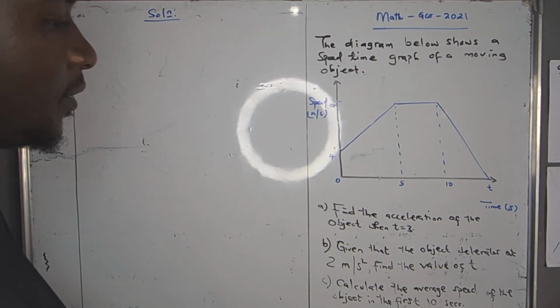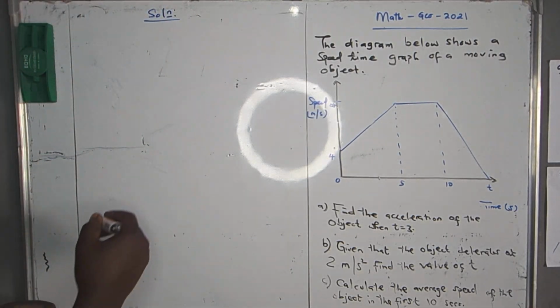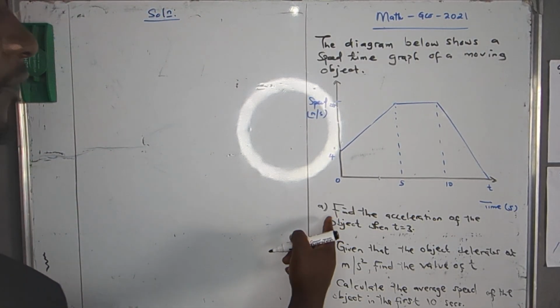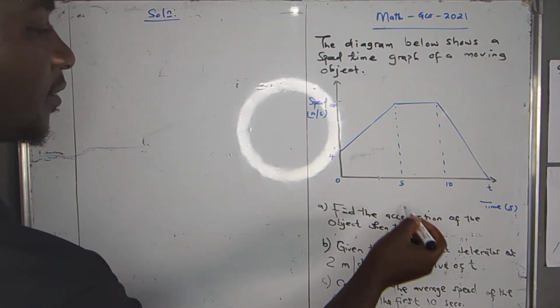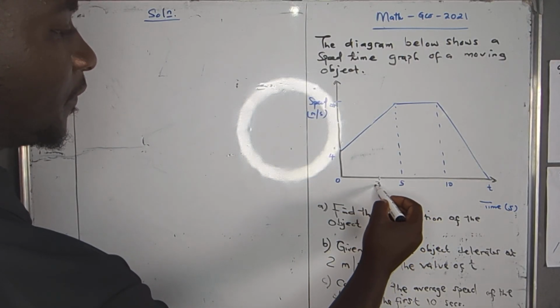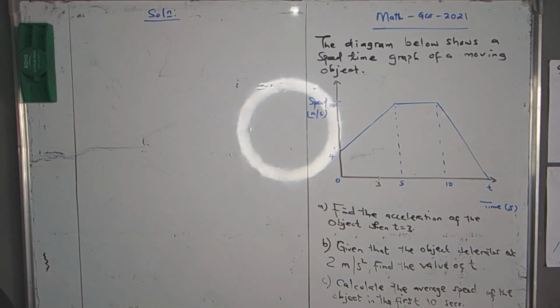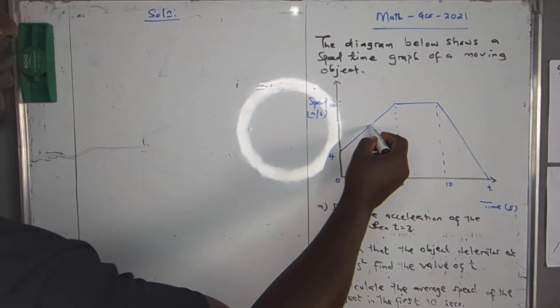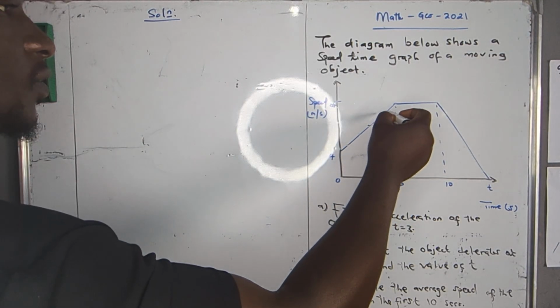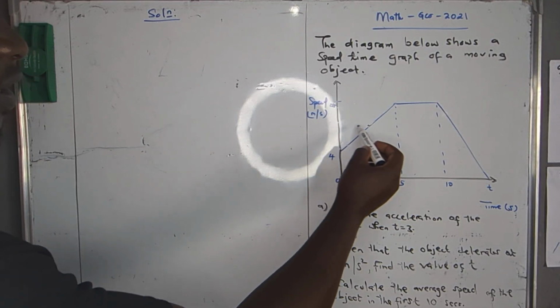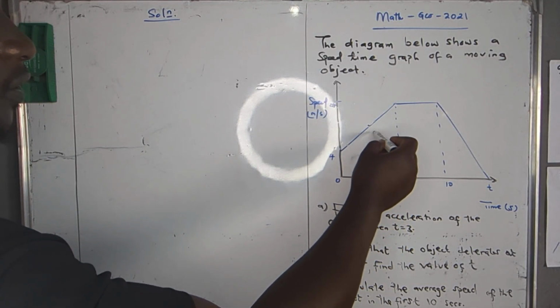Okay, so we're saying solutions. Alright, so we're saying find the acceleration of the object when time is 3 seconds. So we realize that 3 seconds is somewhere here, right? And at that point, the acceleration, we're talking about this acceleration, meaning it's the same here, it's the same there, it's the same there.